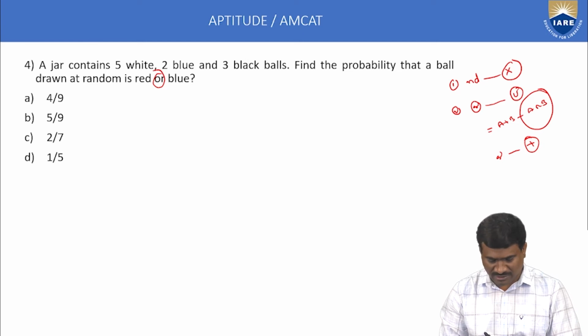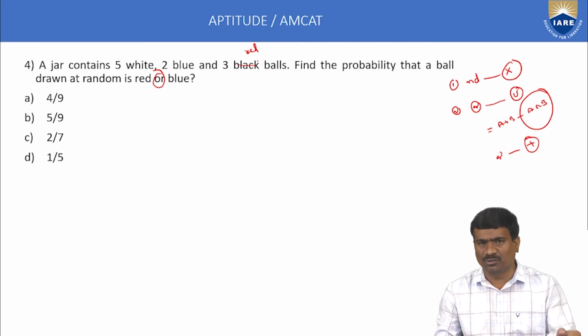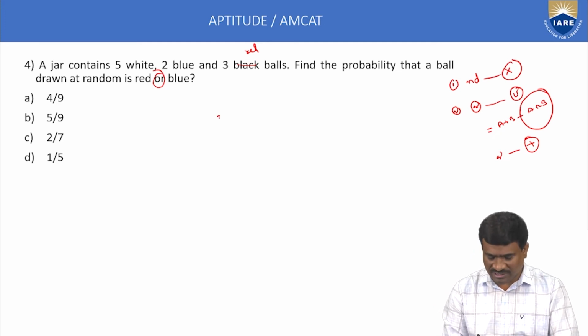If there is no red color now, I think it is a mistake. Consider 5 white, 3 red color, but the methodology is the only important thing. Here total is 3 plus 2 is 5, plus 5 is 10. So 5 by 10 means 1 by 2. That option is not given, but 1 by 2 is the only correct answer.